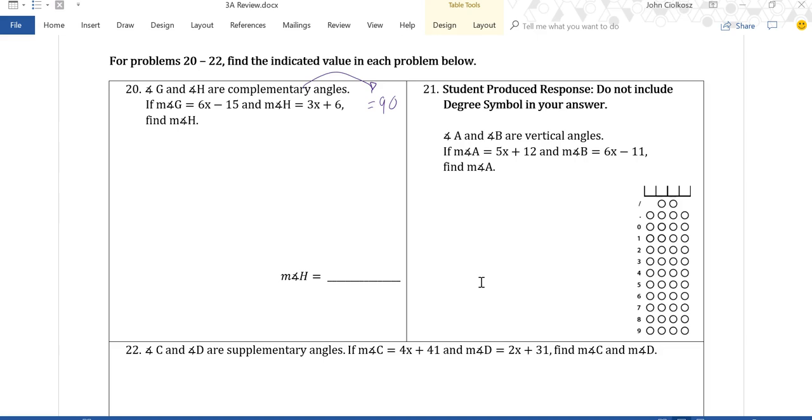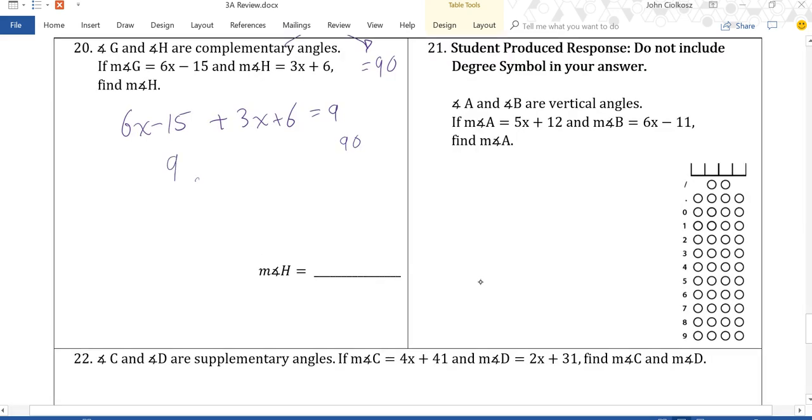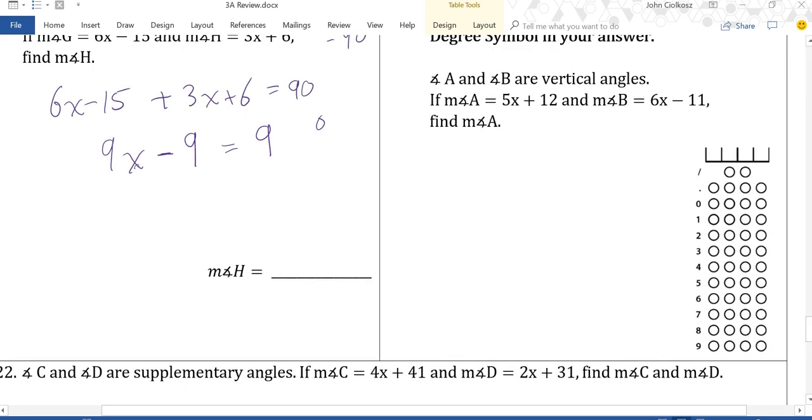If the measure of angle G is equal to 6x minus 15, and the measure of angle H is 3x plus 6, find the measure of angle H. Okay, so they're complementary. That means if I add them together, I can set it equal to 90. If we combine our like terms here, I'd get 9x minus 9, because negative 15 plus 6 would be negative 9. I could set that equal to 90.